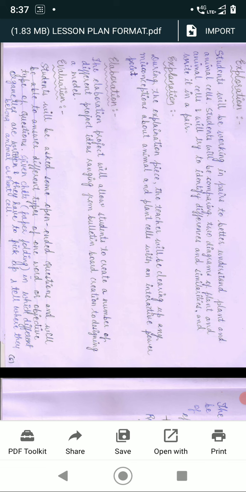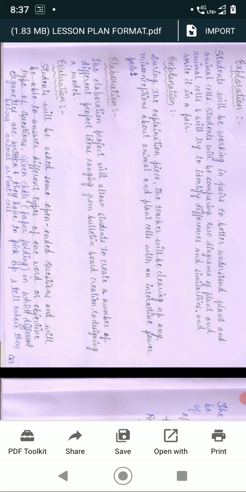Now, it's the teacher's turn to explain the point. During the explanation piece, the teacher will be clearing up any misconceptions about plant and animal cells with an interactive PowerPoint, and during the elaboration, she will allow the students to create a number of different project ideas ranging from bulletin board creation to designing a model. Here we have to elaborate on that topic, that is, what they can add on the students' ideas, the students' points or the views we can take in different forms.